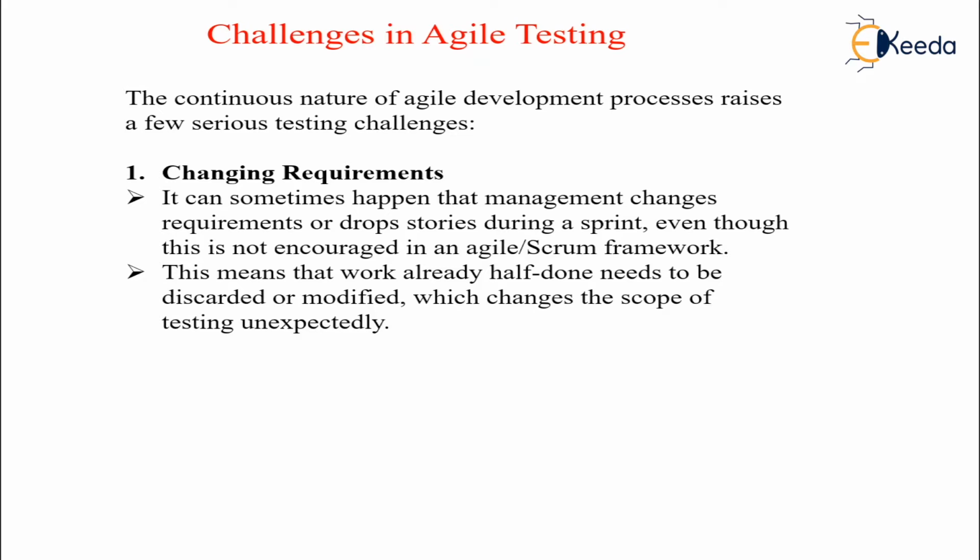Sometimes management changes requirements or drops stories during the sprint. This is not encouraged in agile, but agile has an advantage with requirements. If there is a change, everyone, developer and tester, starts working on it. But somehow this requirement has to be in a document. First, it has to be passed by the management, the software change management. Then it comes for developing and testing.